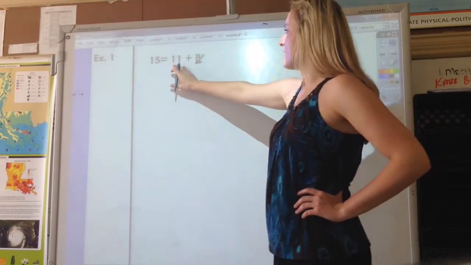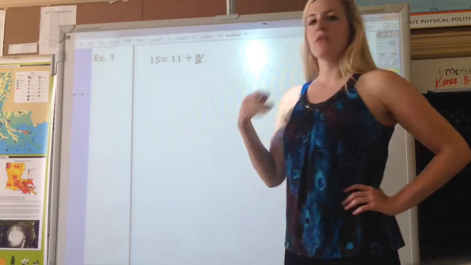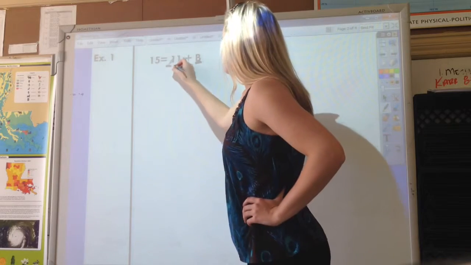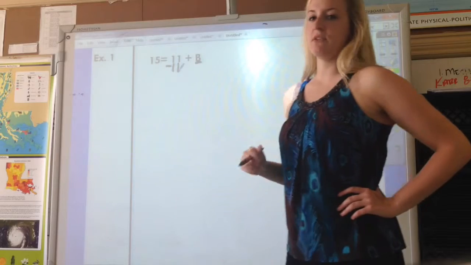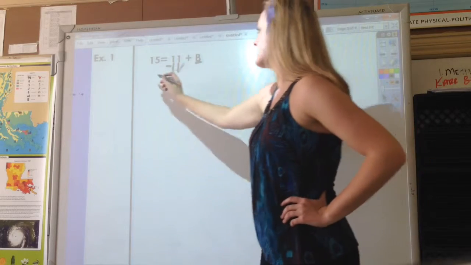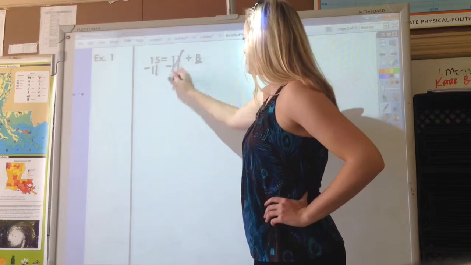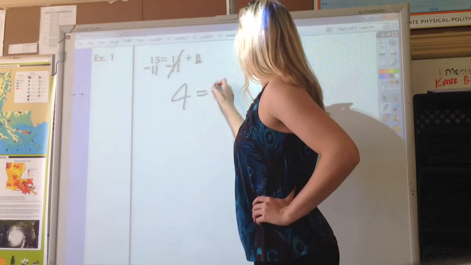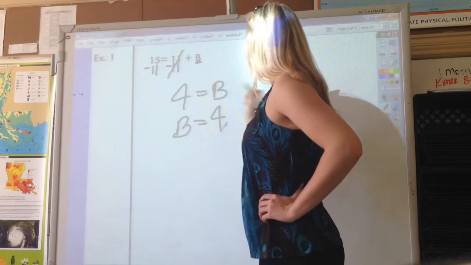So I need to get rid of this 11 on this side. And since 11 is positive, if I want to get rid of it, I'm going to do the inverse operation, which is subtraction, and subtract it to get rid of it. And I know whatever I do on one side, I have to do on the other side. So if I subtract 11 on one side, I have to also subtract 11 on the other side. My 11s will cancel out. 15 minus 11 is 4, and then I'm just left with b. So b equals 4. I could also write it like this. It means the same thing.